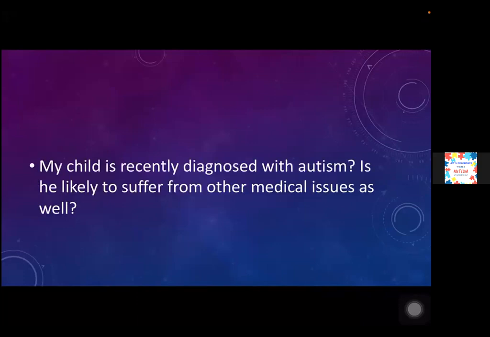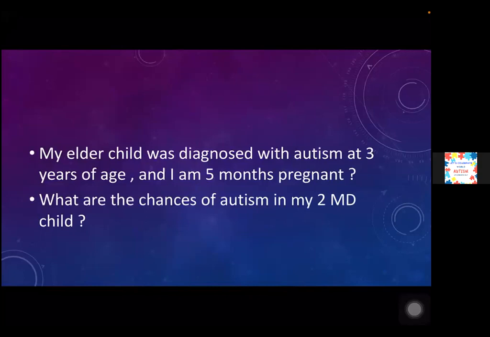My child is recently diagnosed with autism. Is he likely to suffer from other medical issues as well? So, yes, most likely autism is also associated with other comorbid conditions like anxiety, ADHD, intellectual disability, and learning issues. Seizures may also be present in autism. So, yes, there is a chance that there might be other medical issues along with autism in your child.